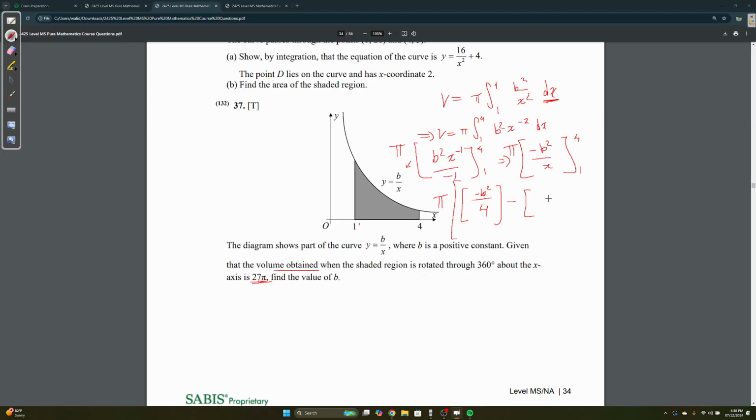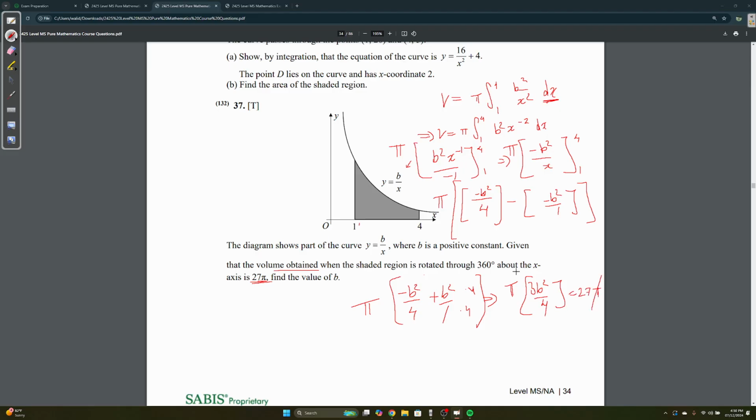Okay, minus b squared over 4. And then over here, minus b squared over 1. Close bracket. Oh, we can now simplify more. You're going to get minus b squared over 4 plus b squared over 1. So you multiply by 4 up and down. You're going to get pi times 3b squared, because 4 minus 1 plus 4 is going to be 3 over 4. And this is equal to 27 pi.